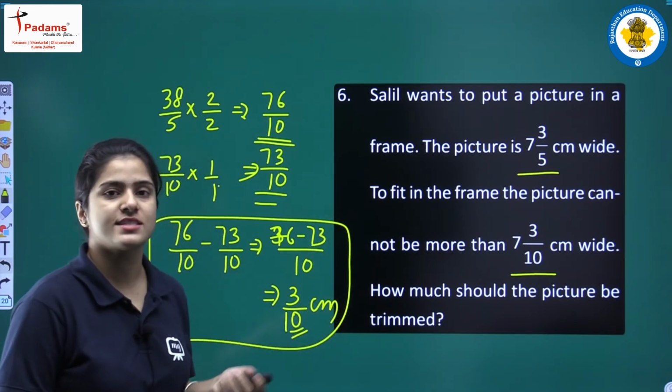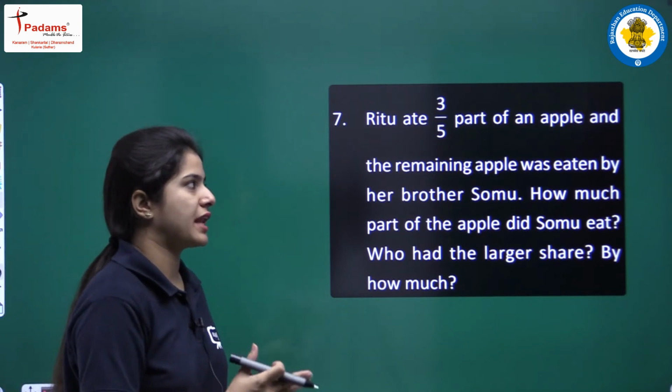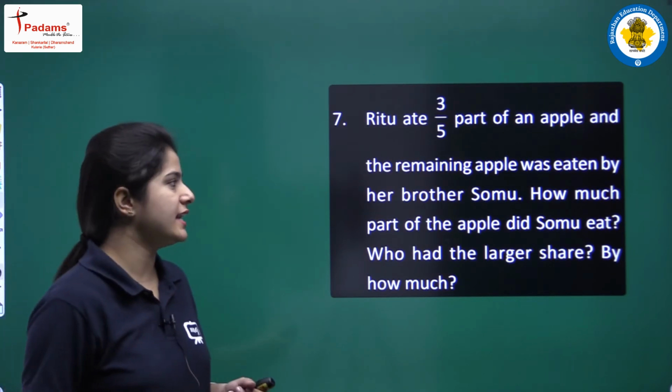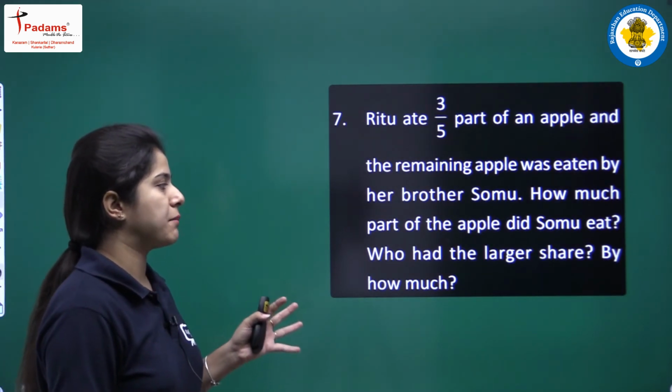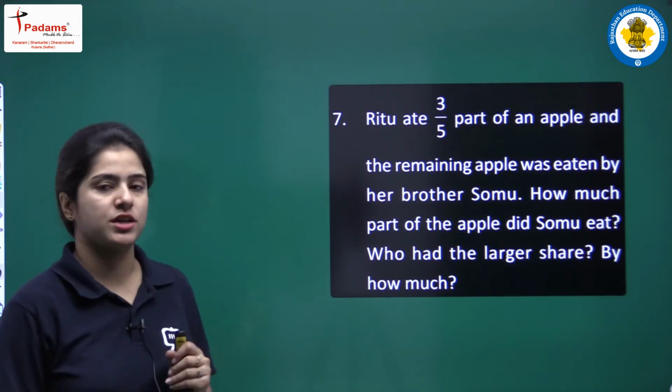Now we'll discuss the 7th question. What is it? Ritu ate 3 upon 5 part of an apple and the remaining apple was eaten by her brother Somu. How much part of the apple did Somu eat? Who had the larger share and by how much?